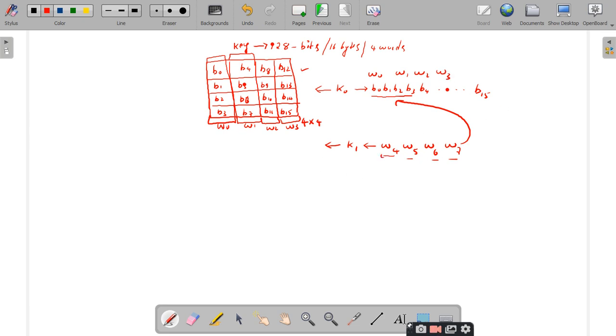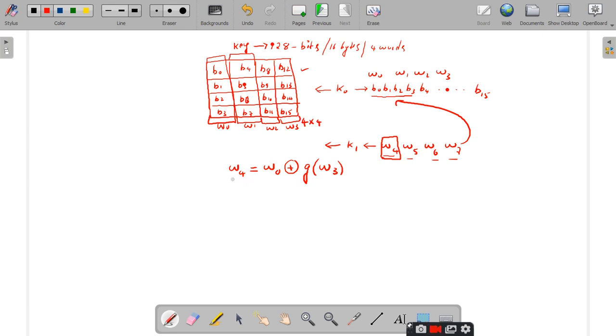So first of all, let us calculate how we find this W4, that is the first word of key 1. So the formula for finding out the first word of key 1, that is W4, is given by W0 exclusive OR G of W3. This is a very important formula, very simple formula, right?